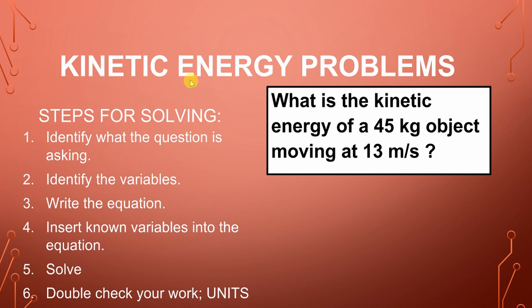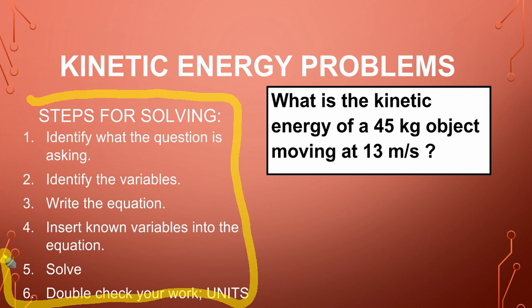All right. Whenever we're solving any word problem, especially here in science, we're going to follow these 6 steps. Very important steps right here. We're going to follow these every single time. You're going to see me refer to these 6 steps over and over again. These steps for solving equations are: 1. Identify what the question is asking. 2. Identify the variables. 3. Write the equation. 4. Insert the known variables into the equation. 5. And solve. 6. Double check your units.